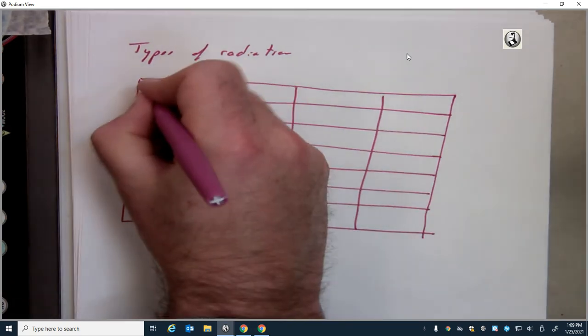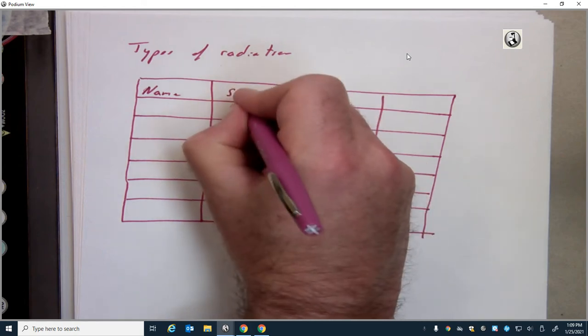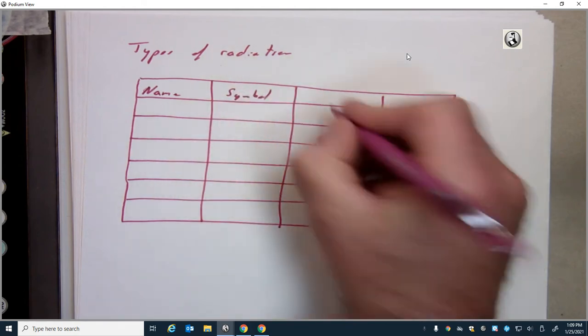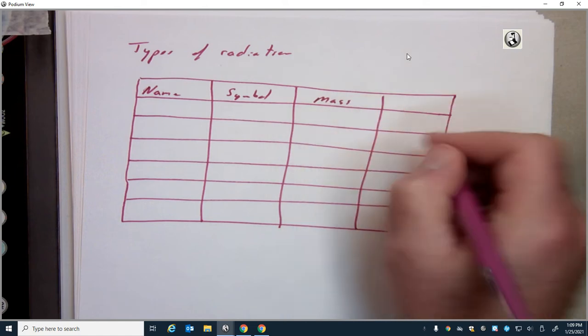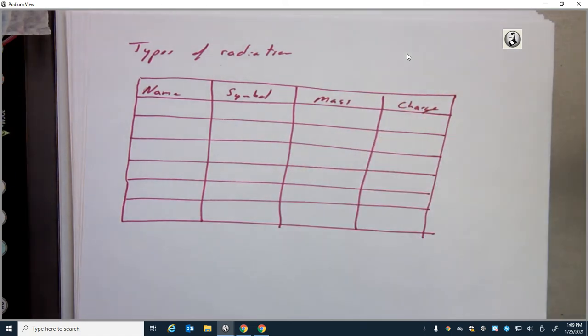All right, so let's put name here. Let's put symbol. Let's put mass, and we'll put charge. All right, so let's run through these different types of radiation.